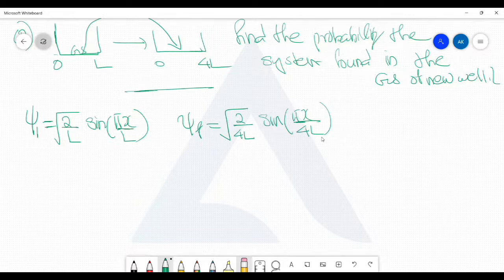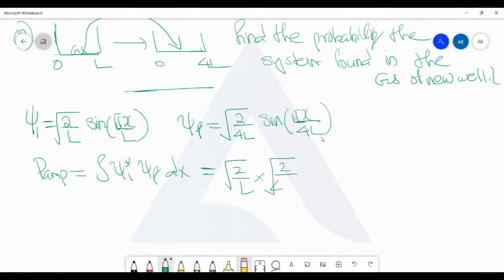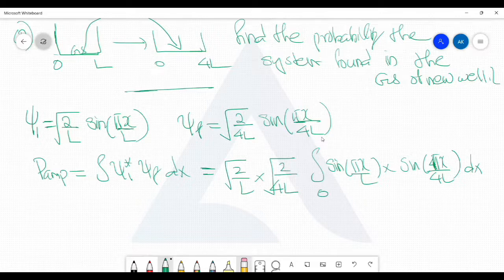Now the probability amplitude is the integral of psi initial star psi final dx, which is equal to root 2 by L into root 2 by 4L, integral of sine pi x by L into sine pi x by 4L. What is the limit? The common limit is 0 to L. Now this becomes 2 by 2L.